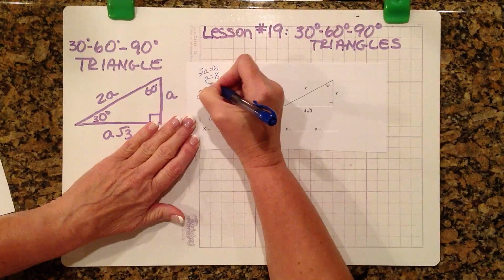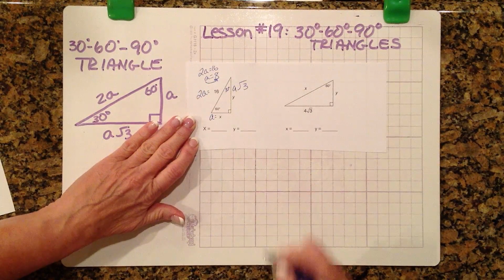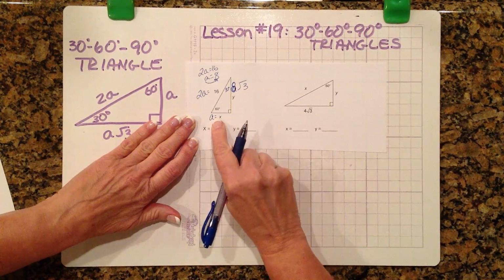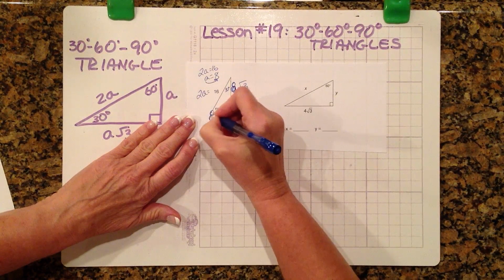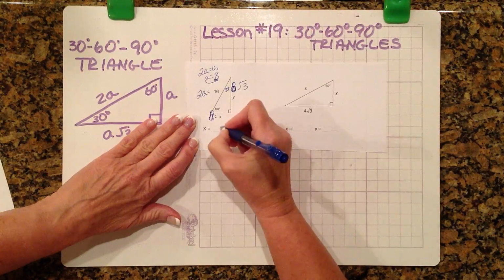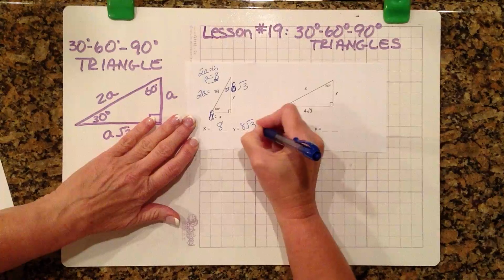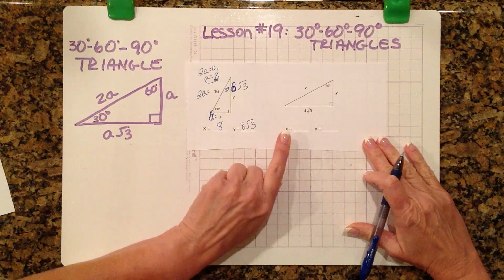So everywhere I see an A, I'm going to put an 8 there. There's an A, so I'm going to put an 8 there. And here's an A, and I'm going to put an 8 there. So X is 8, and Y is 8 square root of 3. Okay, do the formula again.